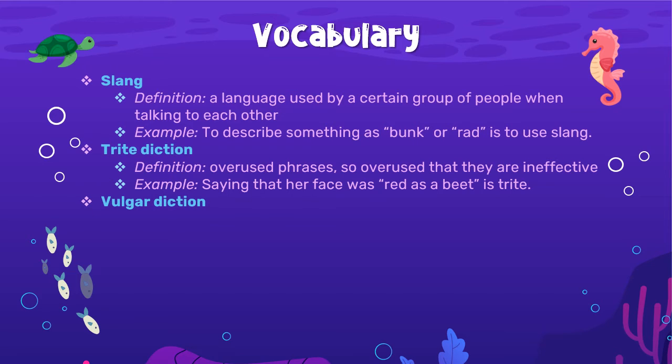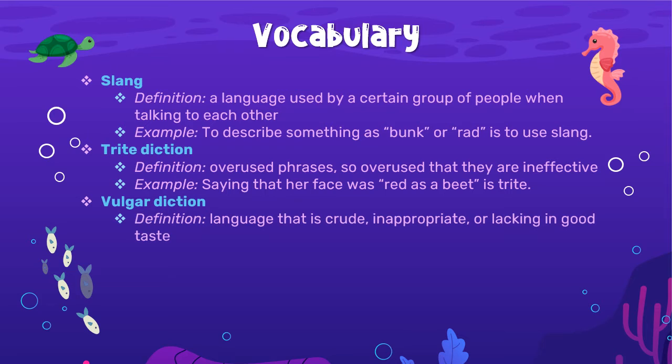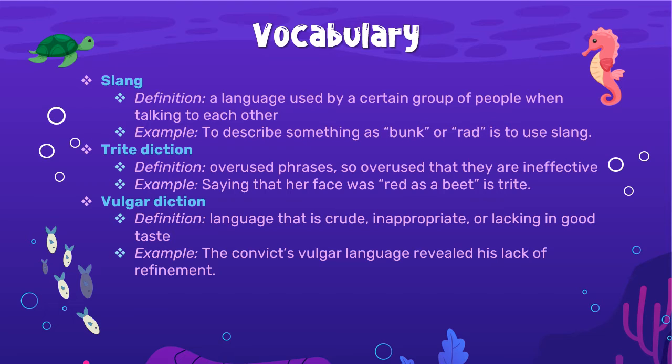And our last one would be vulgar diction. Vulgar diction. You may have heard that word vulgar. That's language that is crude. So crude is the idea of kind of like rude and having to do with a bathroom. Inappropriate, or lacking in good taste. It's just not refined. For example, the convict's vulgar language revealed his lack of refinement. So his lack of a good, cultured education. He uses words that are just not nice. They're rude. They're unkind.